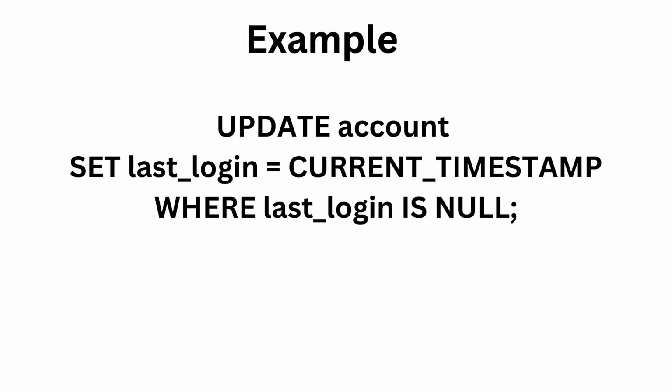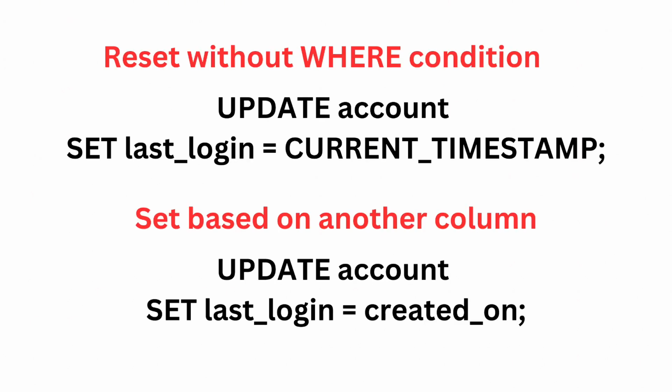We can use that account table we created earlier to say something like update the account table and then set last_login column equal to the current timestamp where last_login is null, which basically says if there is a null value in last_login, go ahead and update all those values to be the current timestamp. You can also reset everything without any where condition. So if I wanted to just overwrite and update all the last_login entries, I could just say update account, set last_login equal to current timestamp.